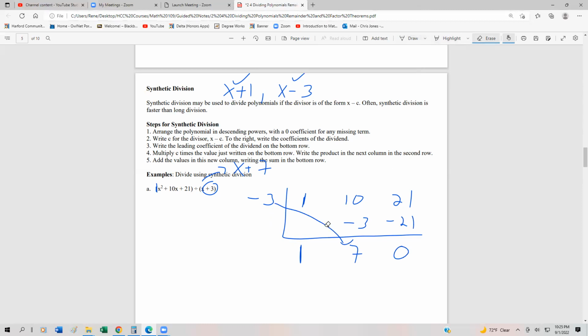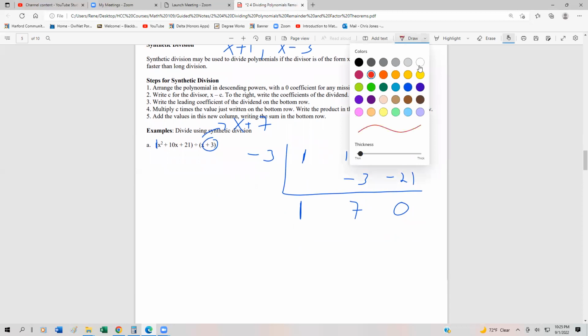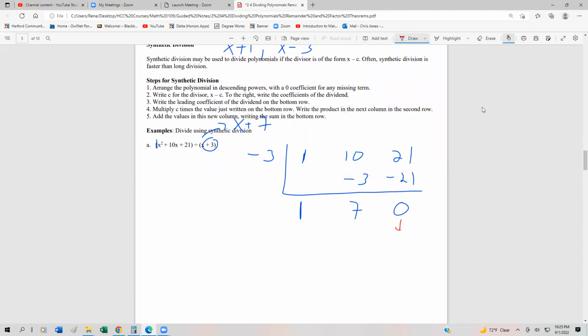All right, so here's how we write the solution to this. Every time we're done with synthetic division, the rightmost number is the remainder.